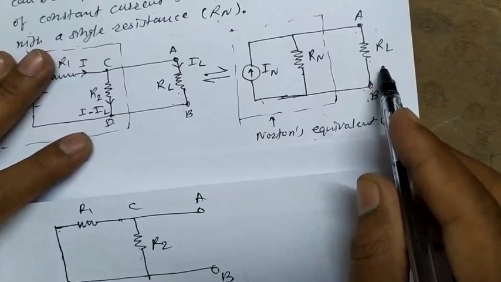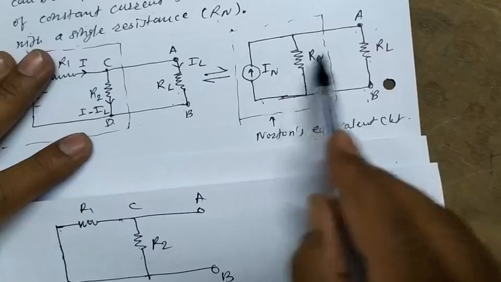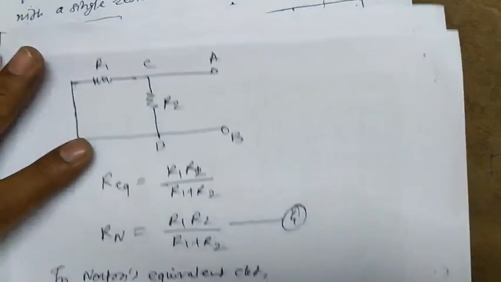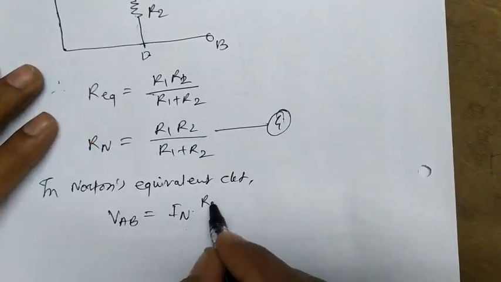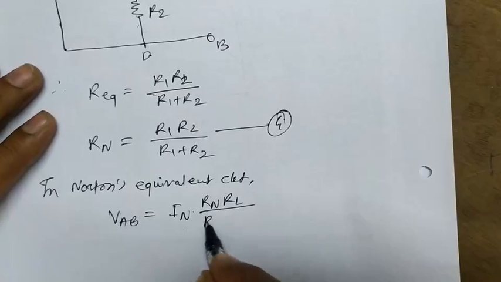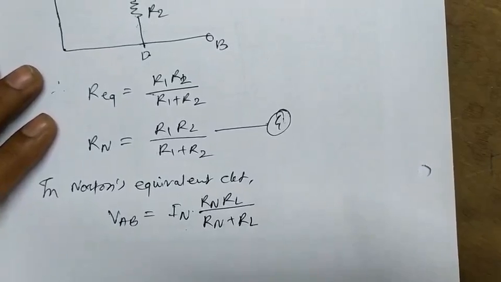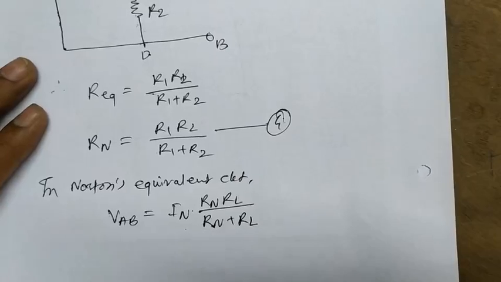The current IN is flowing, and what is the resistance? They are parallel to each other. It means that current, that is IN, into resistance, that is RN RL upon RN plus RL. Now this is the voltage across A and B in the Norton's equivalent circuit.